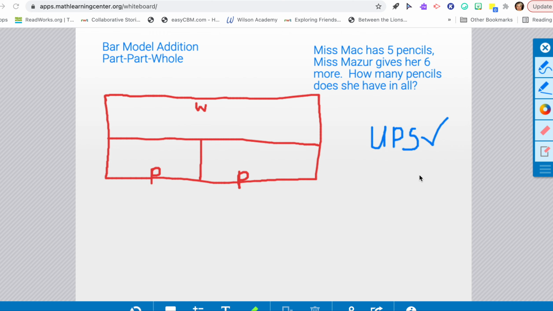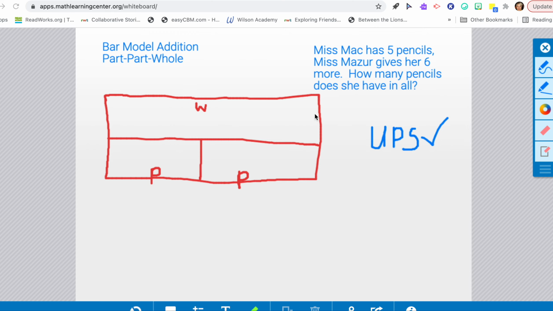So we are going to use the UPS check method for our word problem. U stands for understand. So we're going to read the problem and figure out what we have to do here. So Miss Mack has 5 pencils. Miss Mazer gives her 6 more. How many pencils does she have in all?